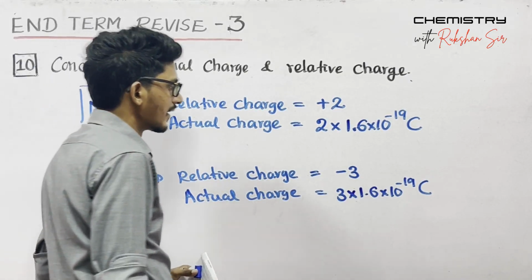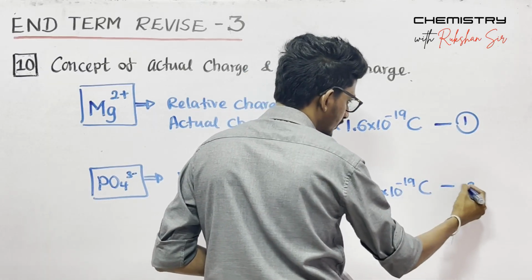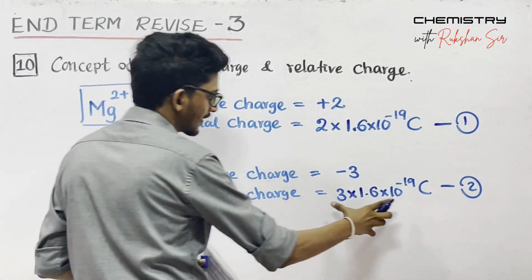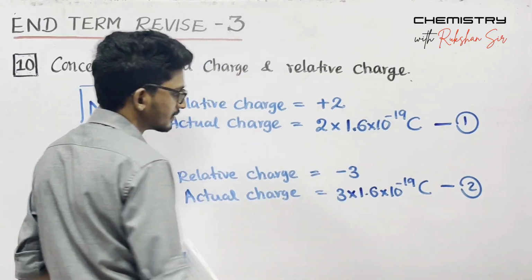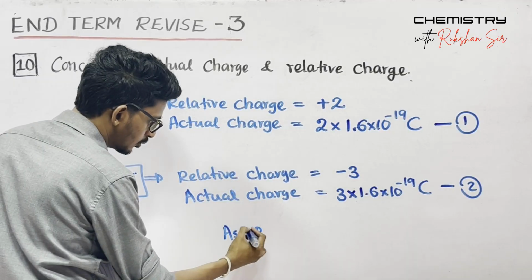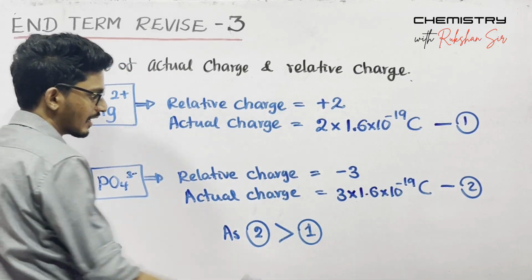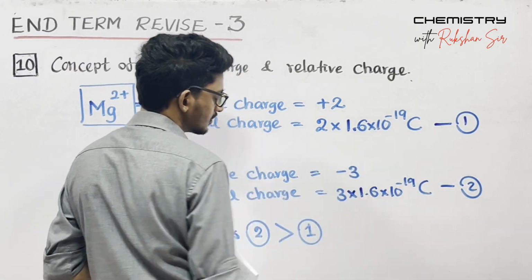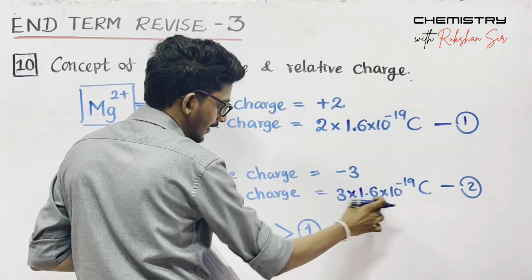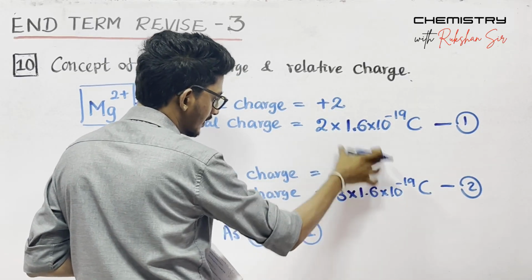So I'll take this number as 1, this number as 2. You clearly see this number 2 is greater than the number 1. As number 2 here is greater than the number 1, this value is greater than this value. This is 1.6 into 10 to the power minus 19 into 3, and this is 1.6 into 10 to the power minus 19 into 2. This value is greater than this, right?